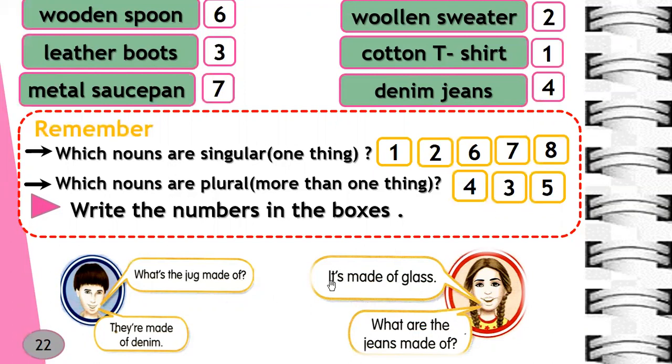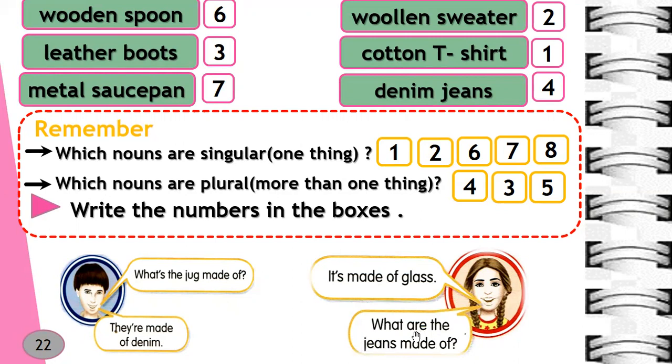Of course she uses its in the answer. Why? Because he asked about a singular thing, يسأل عن شيء مفرد, which is a jug. He didn't say plural, he said one jug only. Singular. Then she answered, it's made of glass, وعطت مادة الصنع. Then she asked him another question, but here she used the plural form. She said, what are the jeans made of? لاحظوا كلمة jeans قلنا وردت بصيغة الجمع.